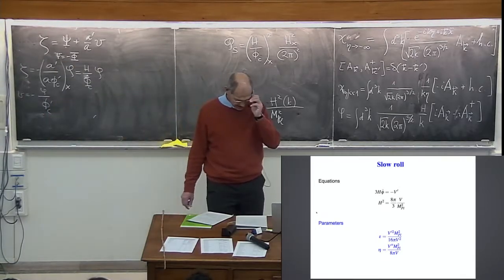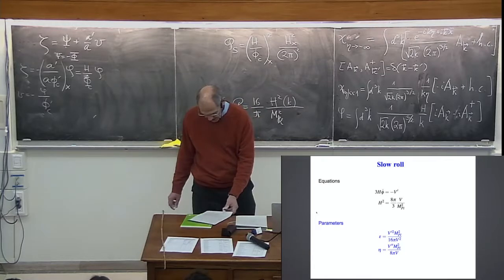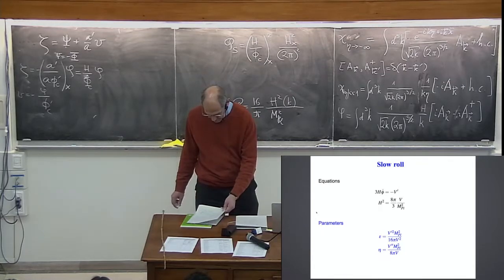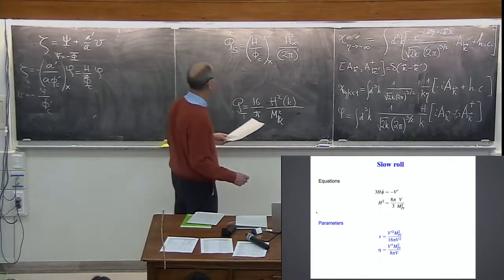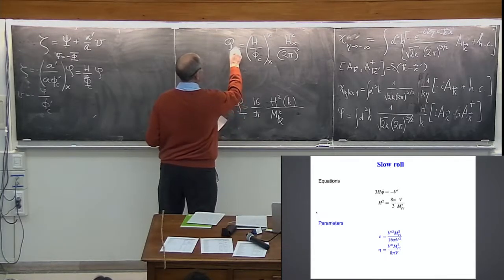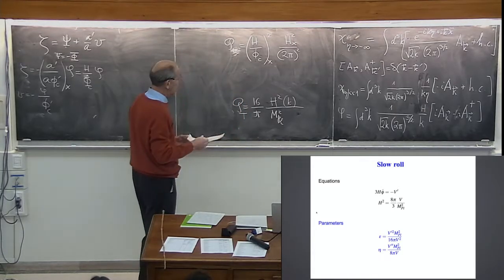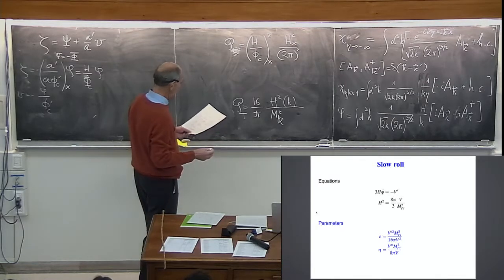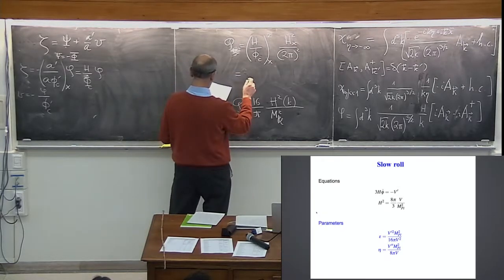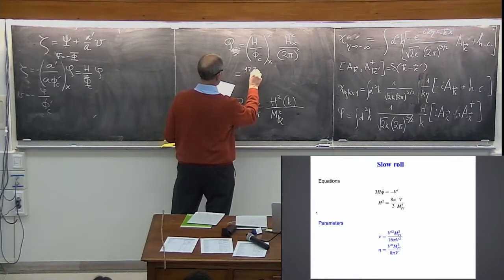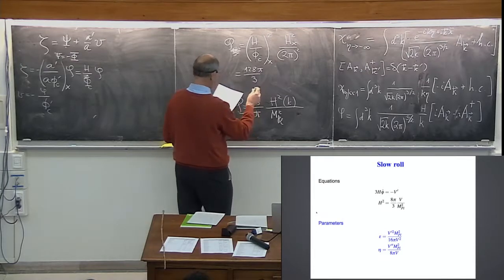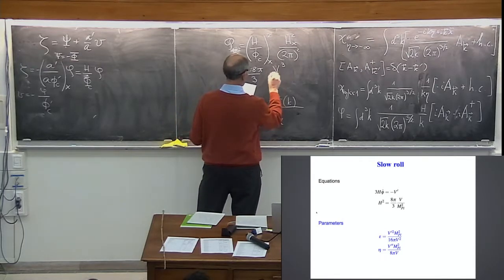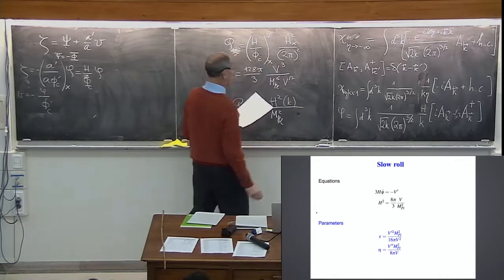Okay, and then you immediately can rewrite this zeta, rewrite this by using the slow roll equations in the form which is this: 128 pi over 3 times v cubed over m Planck to the 6th and v prime squared. Okay.